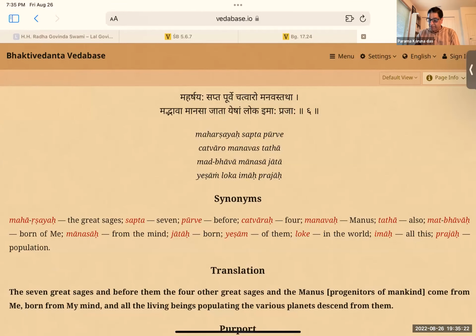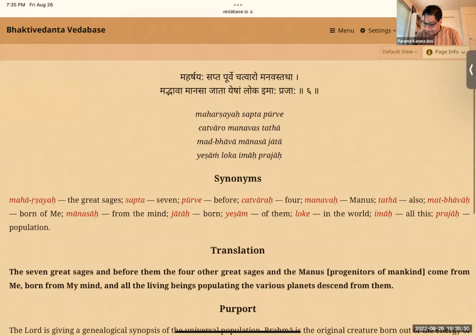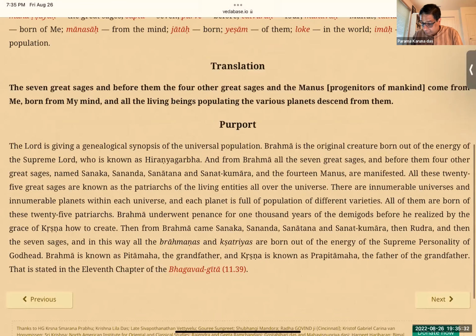Maharshaya sapta purve chatvaro manavastatha, madbhava manasa jata yesham loka ima praja. And Srila Prabhupada writes that the Lord is giving the genealogical synopsis of the population of the universe. Of the universal population means population of the universe. Brahma is the original creature born out of the energy of the Supreme Lord, who is known as Hiranyagarbha.